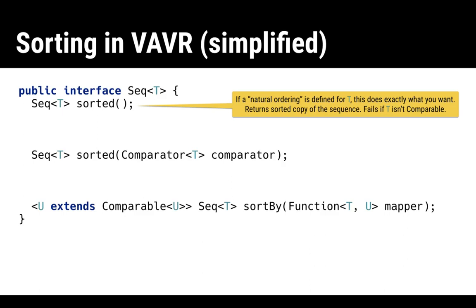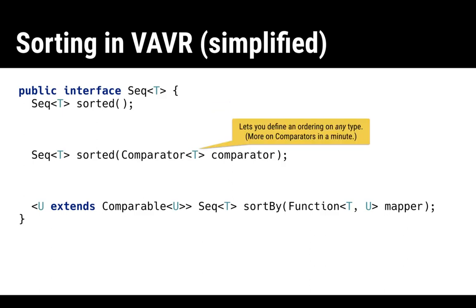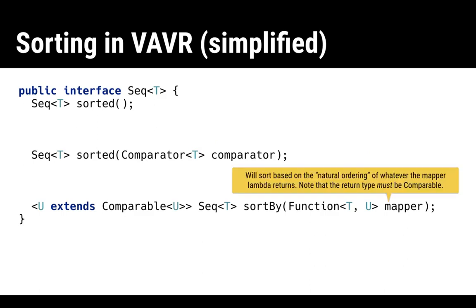So how can I sort things that are not comparable? Option one is that you can build a thing called a comparator. More on that in a minute. A comparator is a general purpose comparison contraption. Again, more on that in a minute. But the other version is that I can build a lambda that maps from whatever the type of that object is to something else that is comparable.